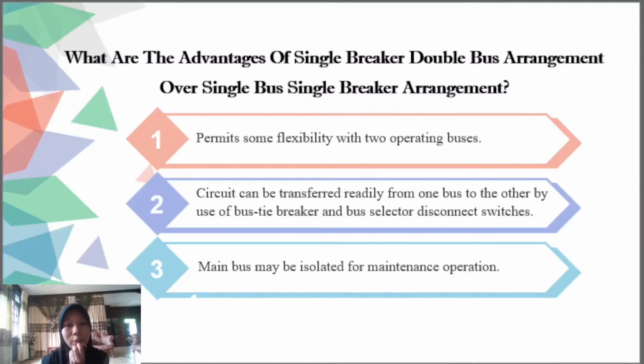For the second question, what are the advantages of single breaker double bus arrangement over single bus single breaker arrangement? First, it permits some flexibility with two operating buses. Second, the circuit can be transferred readily from one bus to the other by use of the bus tie breaker and bus selector disconnect switches. Third, the main bus or bus section may be isolated for maintenance operation.